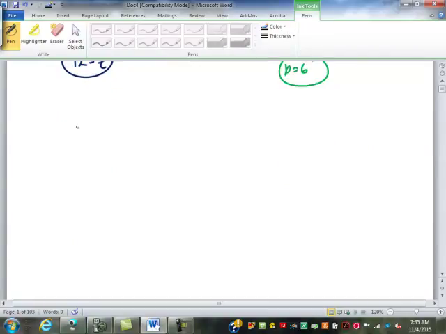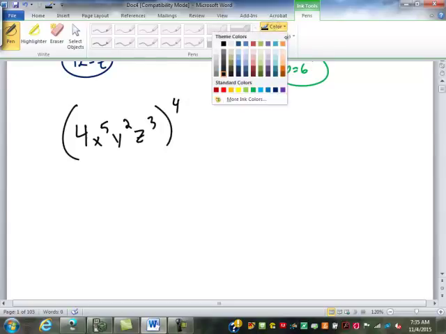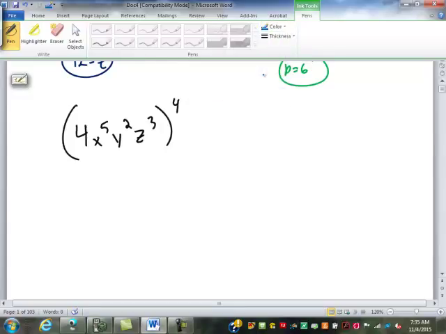let's review something like this. How do we do something like that? Well, you start out with the number. You're going to take 4 to the 4th power. What's that going to be? 256. Yeah, 4 times 4 times 4 times 4 is 256.